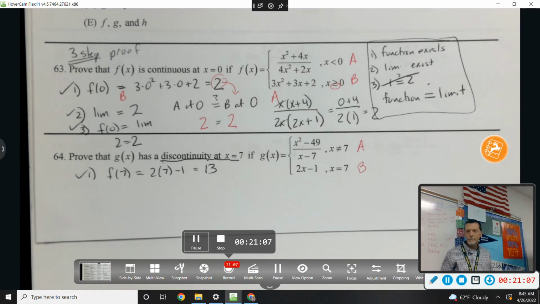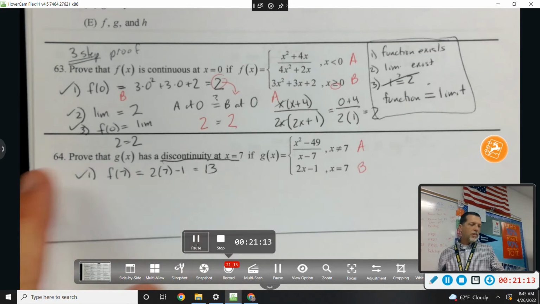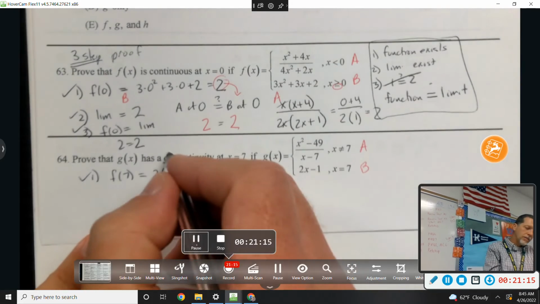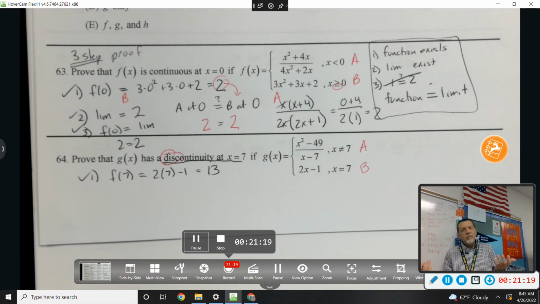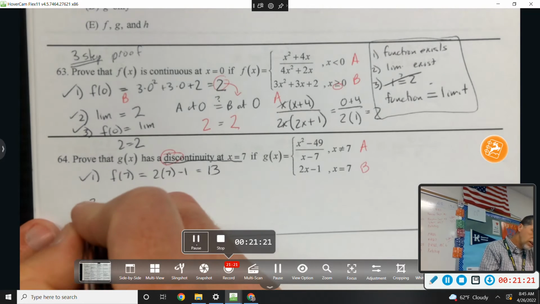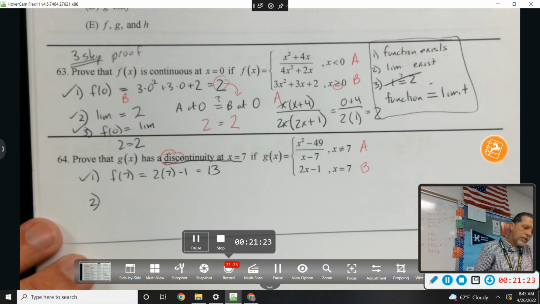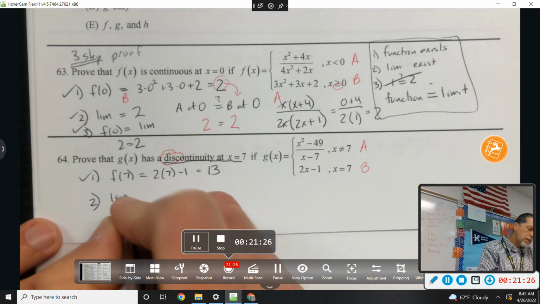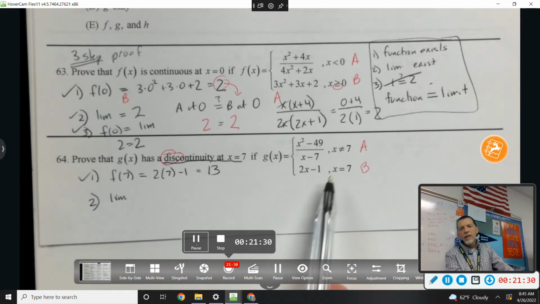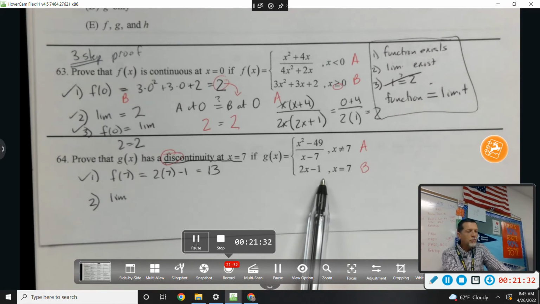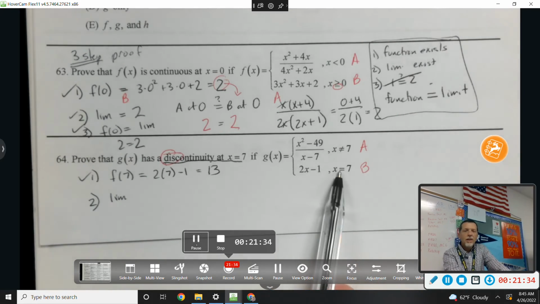Yep. So if it doesn't, well, let's see what happens, because something's not going to work on 64 because of the discontinuity. So let's work through the steps, and it should fail somewhere. All right, step 2 is the limit. Okay, but if I'm coming from the left or I'm coming from the right, this one's kind of tricky.